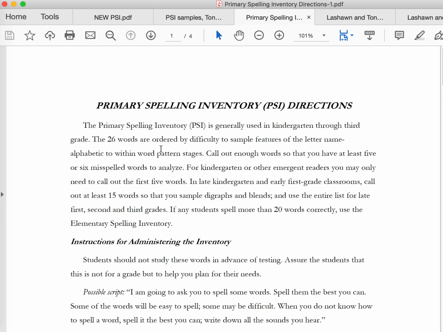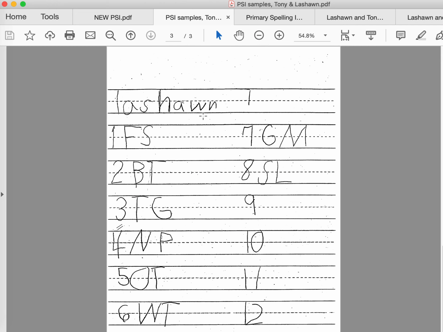So let's look at the spelling assessment for the two specific students. Let's look at this one. The two students featured in this assessment are LaShawn and Tony. Both are first graders in the same class. And this Primary Spelling Inventory was administered in September at the beginning of the school year. Take a brief look at the spelling for both of these students.